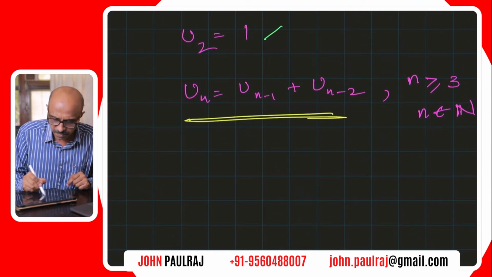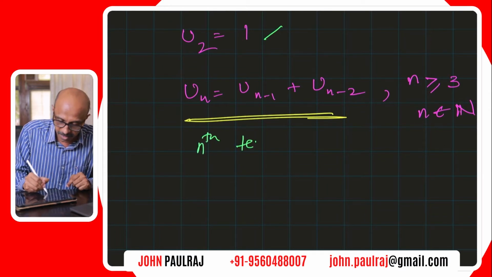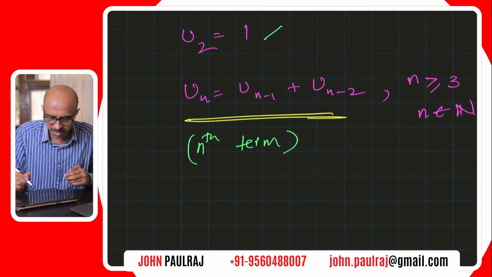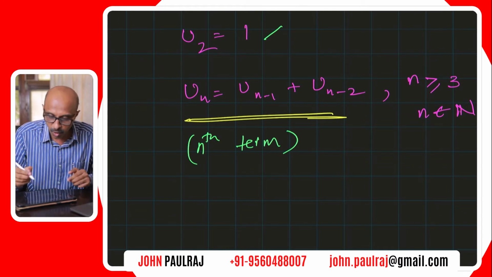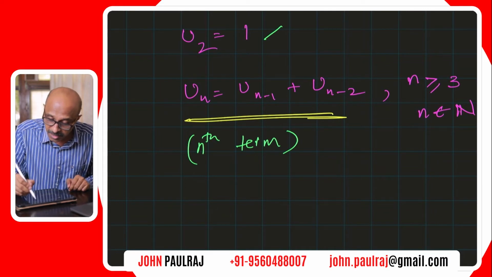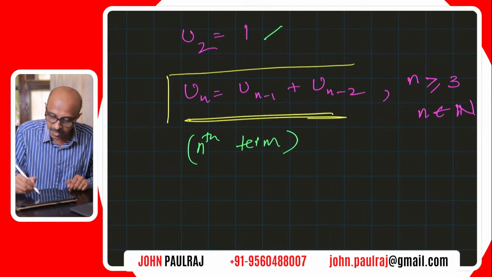The general term, u_n, has another name. Sometimes we refer to it as the nth term. The nth term is like saying the first term, the second term, the 100th term, the nth term. The nth term is given by this formula. Look at this formula. Can you all see it clearly?